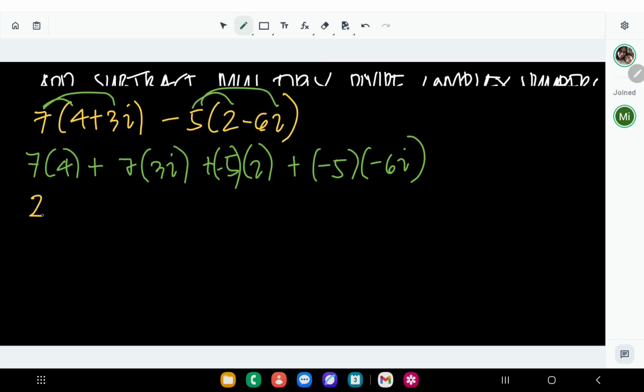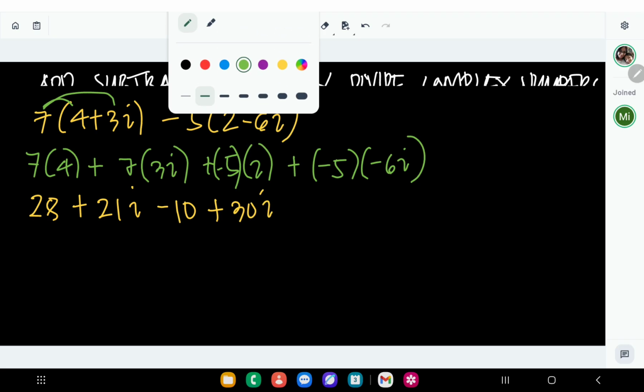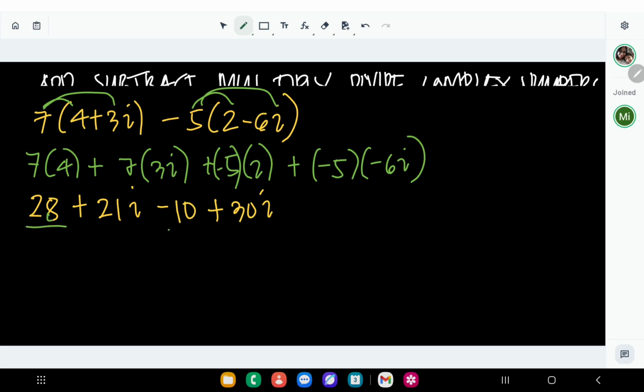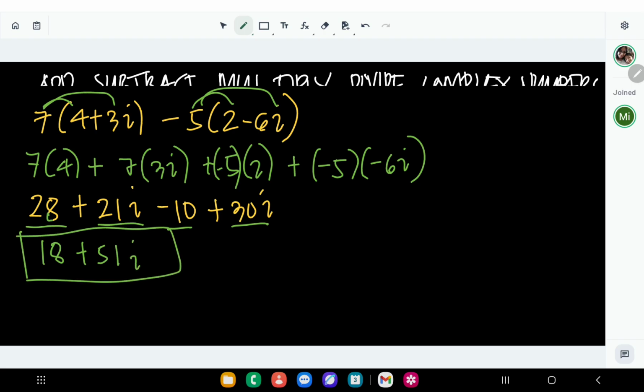Then 7 times 4 is 28. 7 times 3 is 21i, minus 10, plus 30i. And then we simplify. So 28 goes with negative 10, so 28 minus 10 is 18. Then 21i goes with 30i, so this is 51i. So the answer is 18 plus 51i.